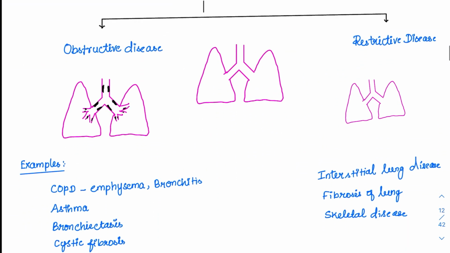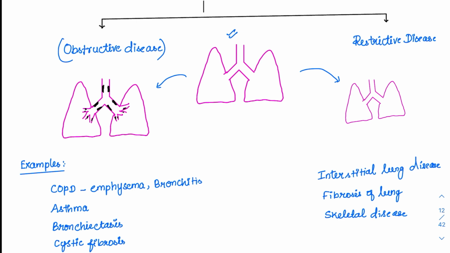Now I'll tell you initially about the restrictive disease and the obstructive disease. Then we'll discuss what happens to all the volumes and capacities which we studied previously. So coming to the obstructive disease. Suppose this is a normal lung and this is an obstructive disease lung and this is a restrictive disease lung. So observe and tell me what I have done in the obstructive disease.